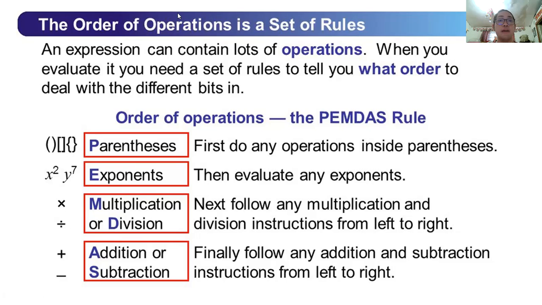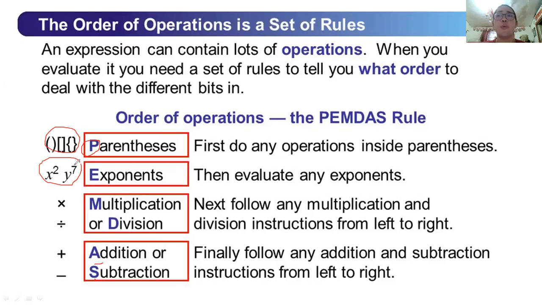As you can see, the PEMDAS rule: P stands for parentheses, E for exponents, M for multiplication, D for division, A for addition, and S for subtraction. Parentheses are considered as the brackets, as you can see in the examples. Exponents, as you can see, are like x squared or y to the power of 7. For multiplication, you know the symbol. We talked about that a while ago, in the previous video discussion. And of course, for division, addition, and subtraction, and so on.